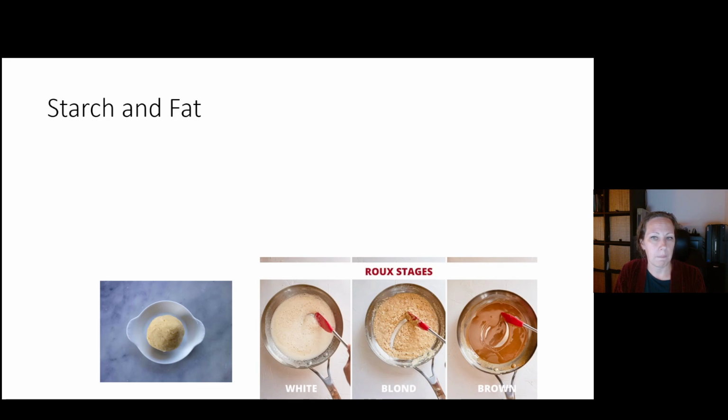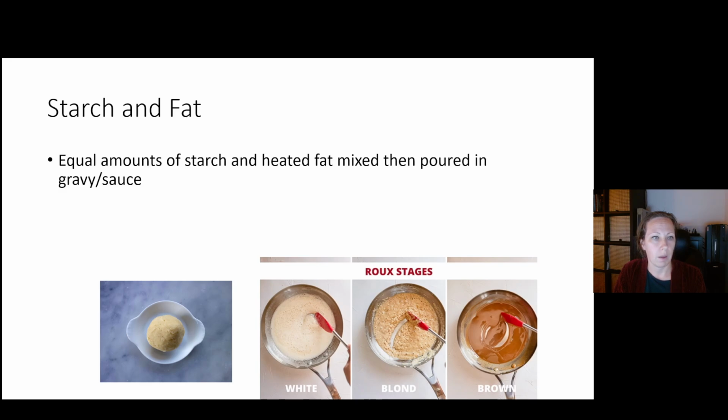The next method of separating out your starch granules before adding them into your sauce is using starch and fat. With that, equal amounts of starch and heated fat are mixed, and then you pour that into your gravy or sauce, or you add the extra liquid for your gravy or sauce. There are two, the two most common ways to do this.